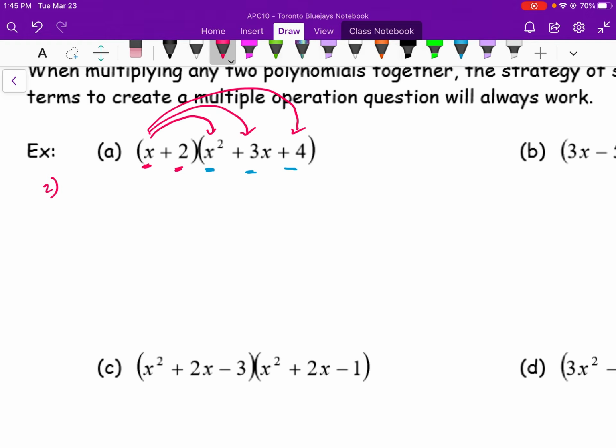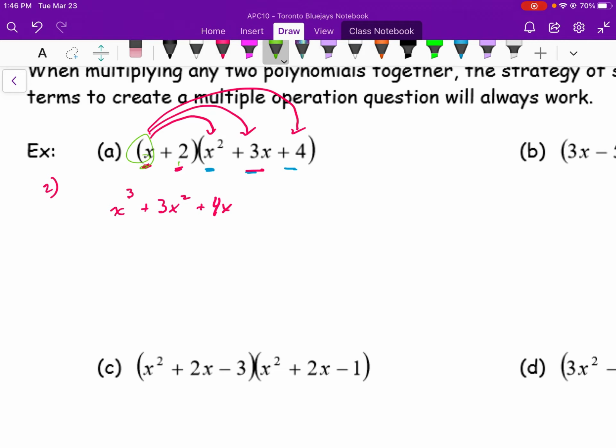So allow me to do that. x times x squared is x cubed. x times 3x is going to be 3x squared. x times 4 is going to give me 4x. That was all good and dandy. So that only took care of that first term.